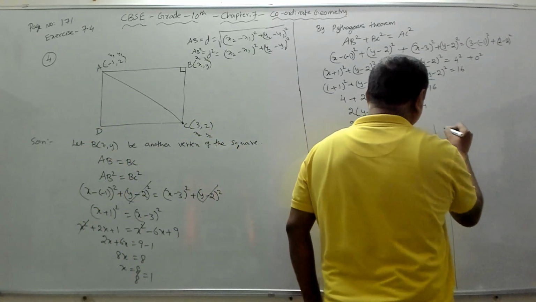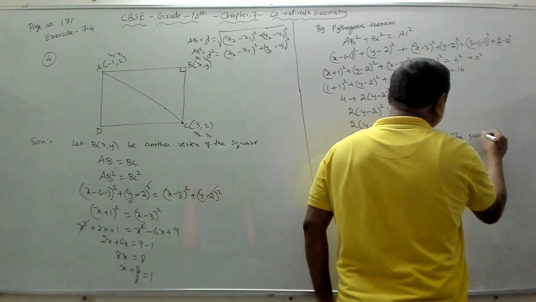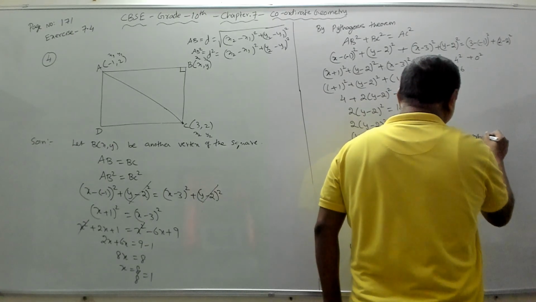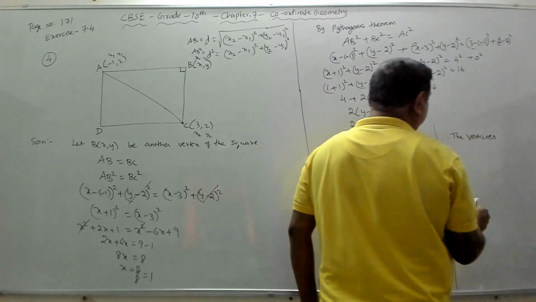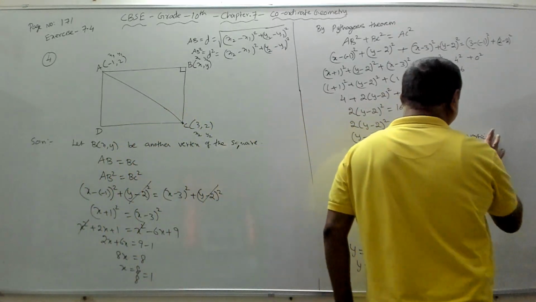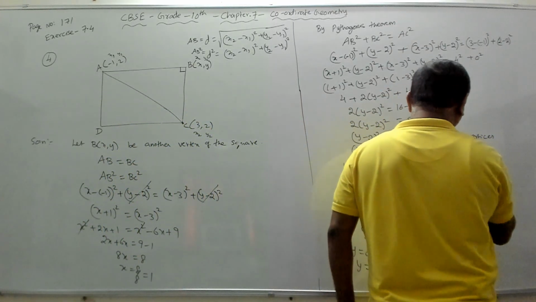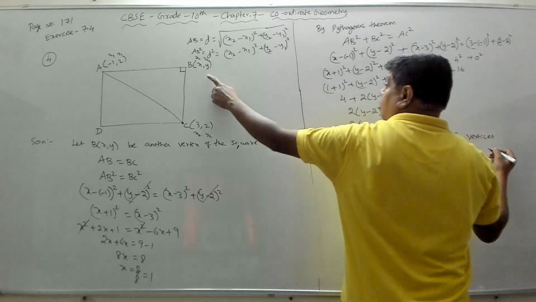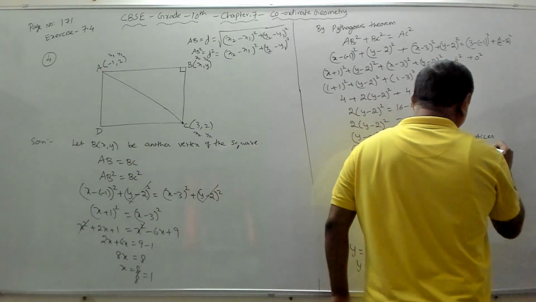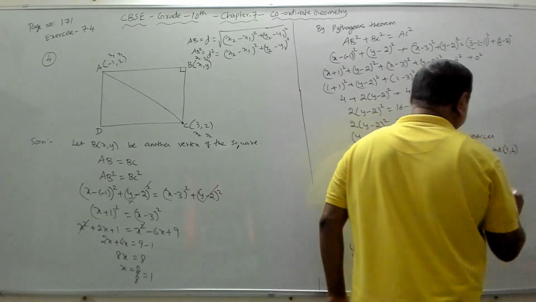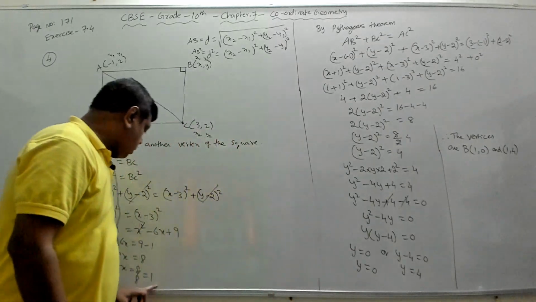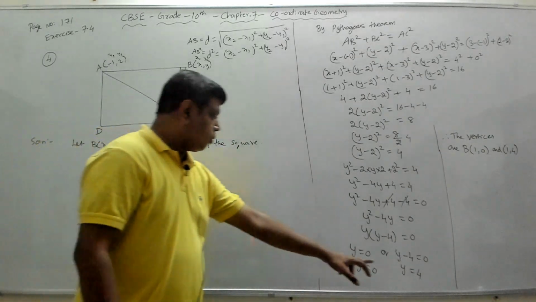Therefore, the points are, we can say the vertices are (x, y). x is 1, so (1, y), y is 0, so (1, 0) and (1, 4). (1, 0) and (1, 4). 1 comma x is 1, y is 0, so (1, 0) is one vertex, then (1, 4) is another vertex.